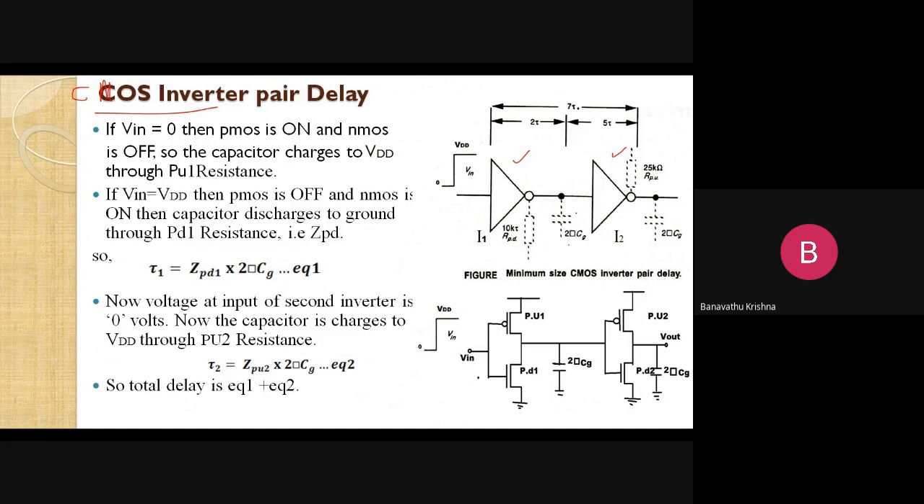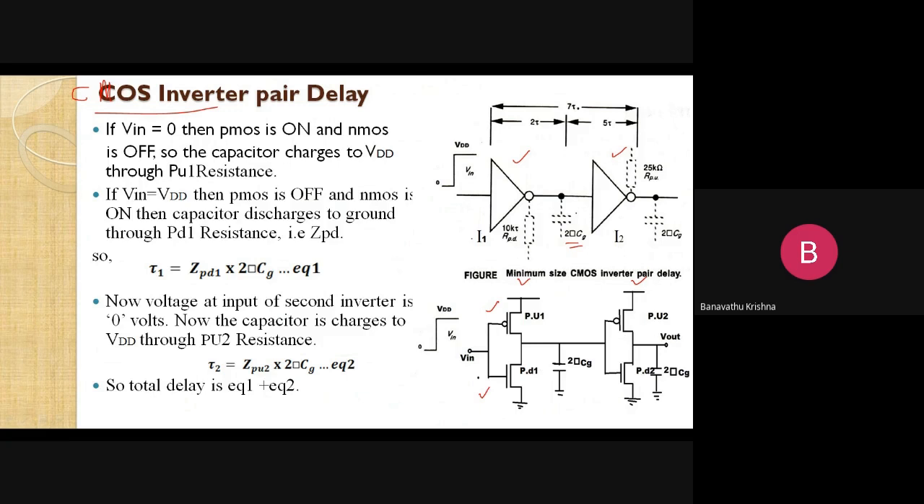So let us see here, it is 2 square CG, but in the previous case there is a 1 square CG. Here why is it 2 square CG? Here one is a P channel and the other is an N channel. There are 2 capacitances going to be charged. Likewise here it is going to be 2 square CG, right? So here let us see. This is the first part of the CMOS inverter. This is the second part of the CMOS inverter. So here pull up 1, pull down 1, pull up 2 and pull down 2, right?